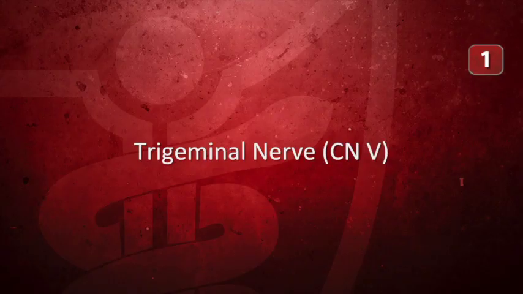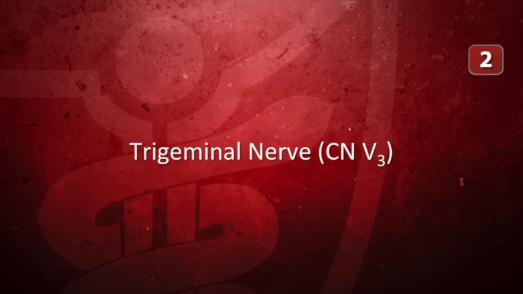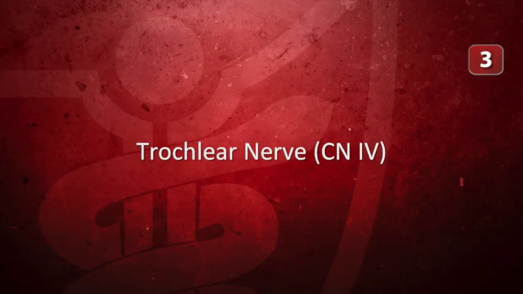All right, let's get going. Which nerve supplies sensory innervation to the face? That's going to be the trigeminal nerve. Next, which nerve innervates the muscles of mastication, so chewing? That's going to be the mandibular division of the trigeminal nerve. Next, what is the only cranial nerve arising from the dorsal aspect of the brainstem? That's going to be the trochlear nerve.